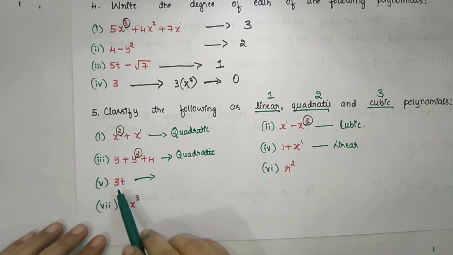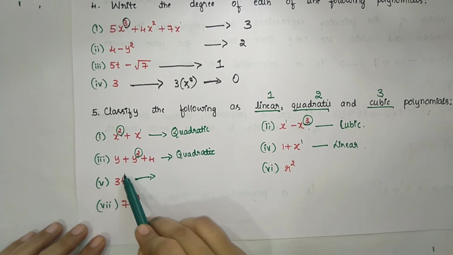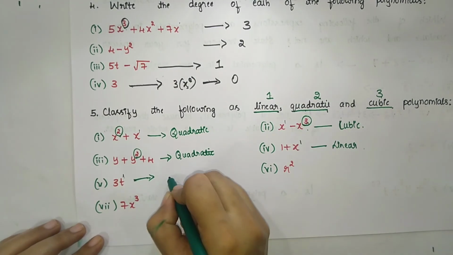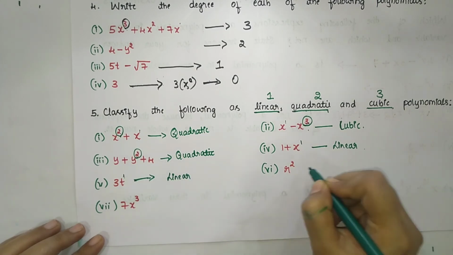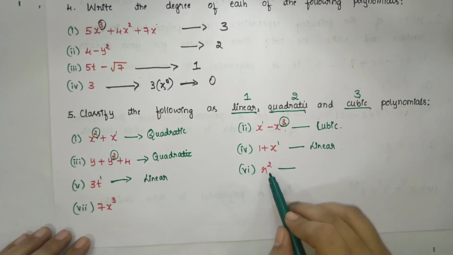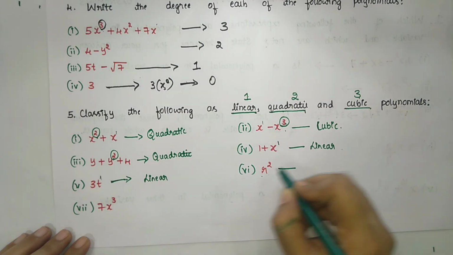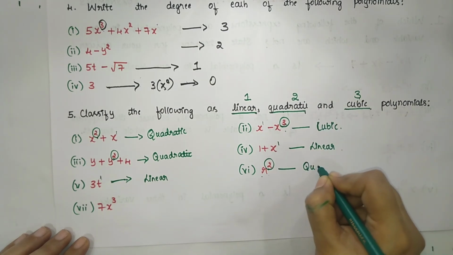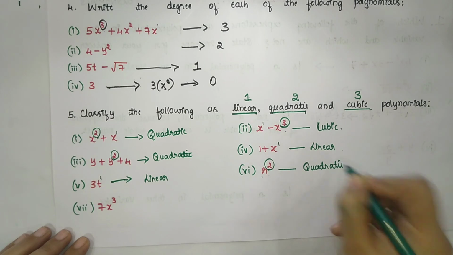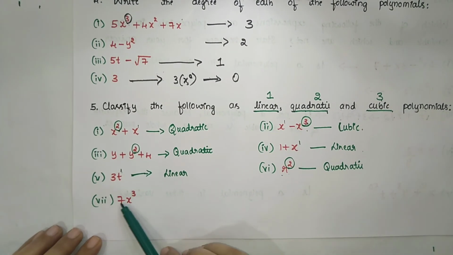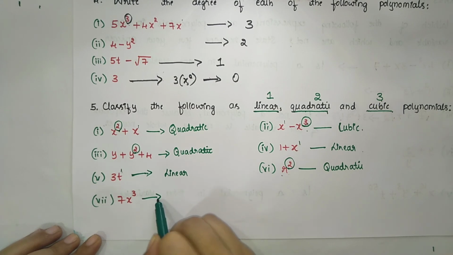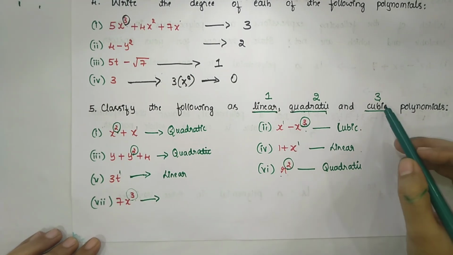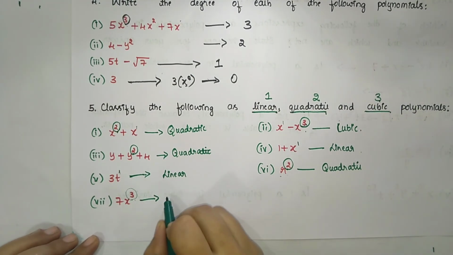In the fifth question we have 3t. The degree of this polynomial is 1 because t power 1 is there. So if the degree is 1, it is a linear polynomial. In the sixth question we have r square. You can see that the degree of this polynomial is 2, so it is a quadratic polynomial. And the last question is 7x cube. As you can see clearly, the degree of this polynomial is 3. So if the degree is 3, we call it a cubic polynomial.